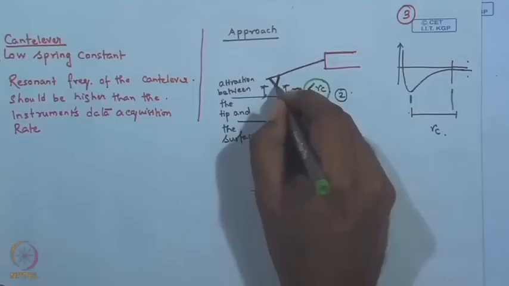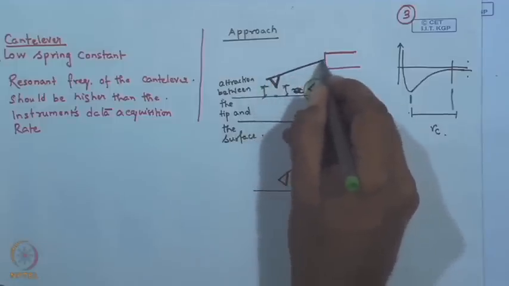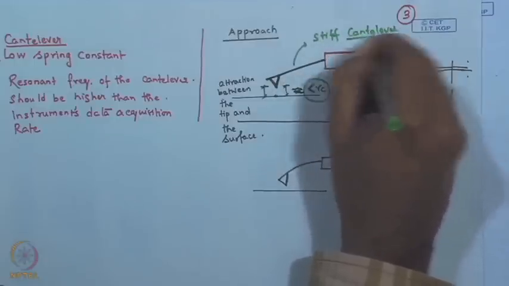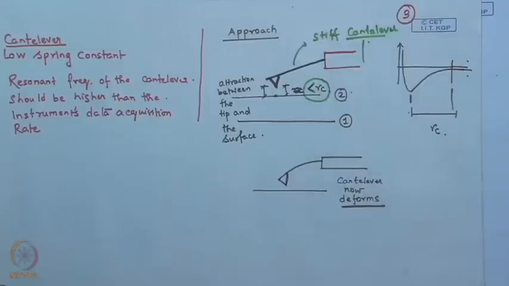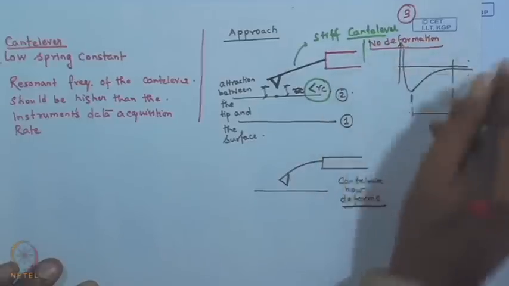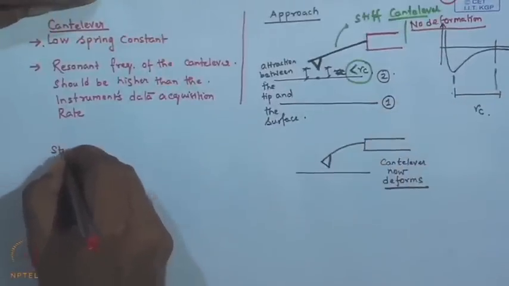One has to understand that we have talked about the fact that the magnitude of these intermolecular interaction forces is of the order of 10 to the power minus 5 to 10 to the power minus 12 Newton. So these forces are very, very small. Now, if you take a very stiff cantilever, let's say with a very high spring constant, it will simply ignore this force. There might be an attraction between the tip and the surface, but if your cantilever is very, very stiff, it will not deform at all. So there might be attraction, but there will be no deformation. Okay. So this is a scenario. What will happen if you have a very stiff cantilever?